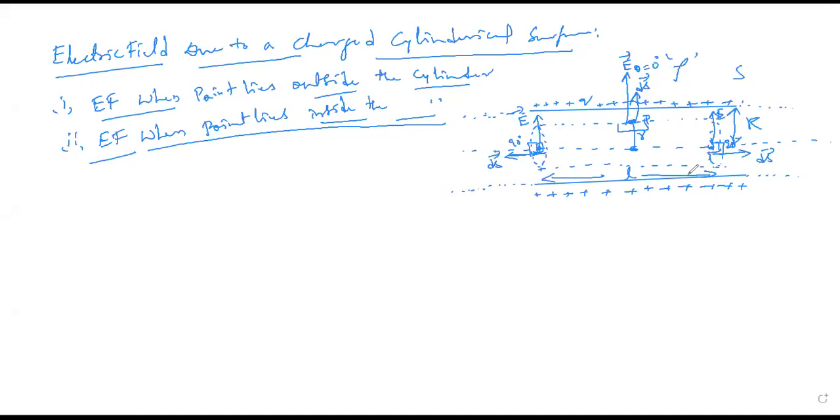Okay? Is it clear? So when the point lies inside, the cylinder should be taken with a finite length L, and we have these two edges. With respect to these two, here, this is the point. If you draw the electric lines of force this side or this side, how will it be? Anyone?